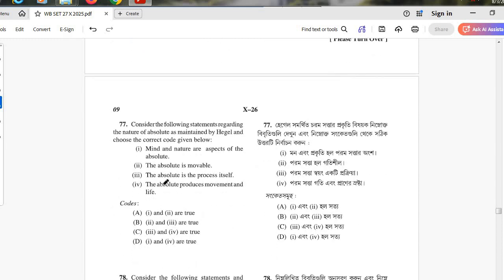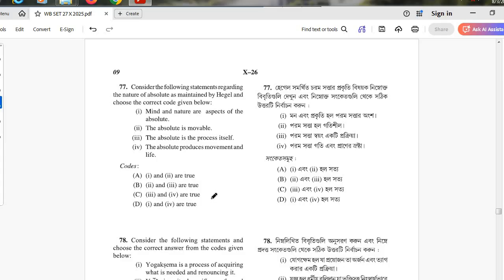Question 77. Consider the following statements regarding the nature of the absolute as maintained by Hegel and choose the correct code given below. 1, mind and nature are aspects of the absolute. 2, the absolute is movable. 3, the absolute is the process itself. 4, the absolute produces movement and life. And question 77, the correct answer is option B, 2 and 3.